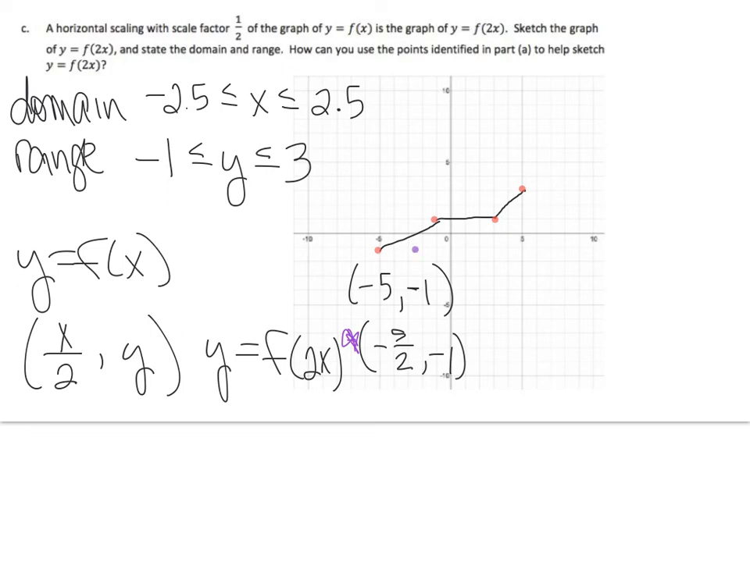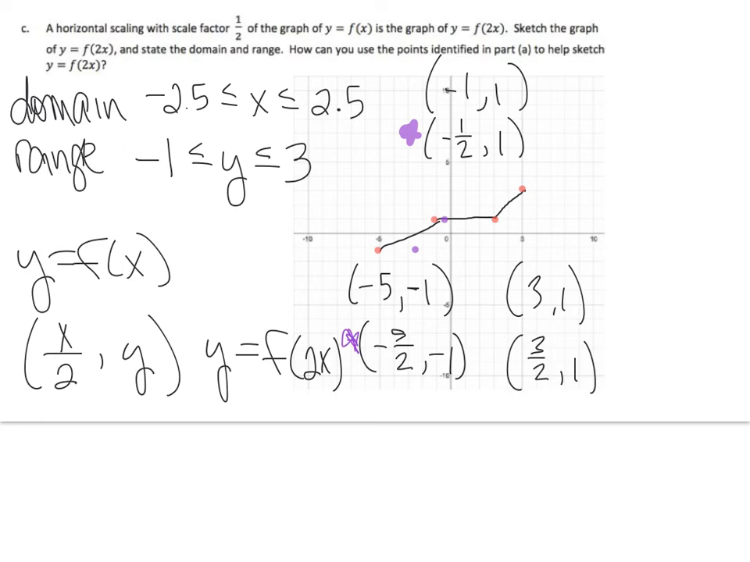The next significant point is over 1 up 1. It's now 1/2 up 1. I'm going to graph that in purple. 1/2 up 1, about right there. The next significant point was over 3 up 1. It's now going to be 3/2 up 1, or 1.5. Graph that in purple. So 1.5 up 1, right about there.